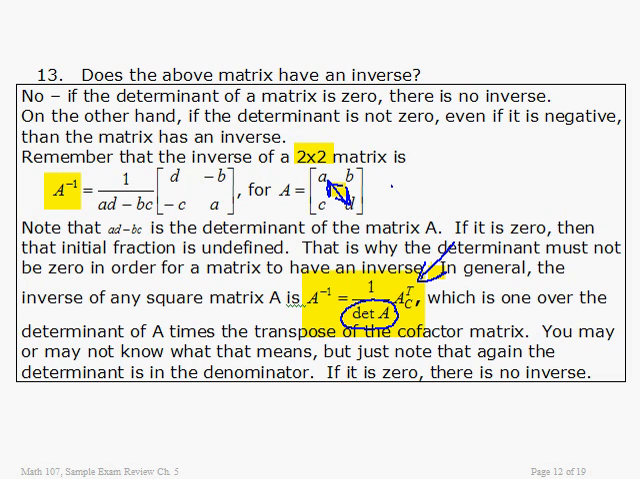So again, the determinant is important because it appears in the denominator of a fraction that multiplies the inverse, or it's part of the inverse. So if it's 0, you've got a problem. Can it be negative? Yes. Negative is fine. Positive is fine as long as it's not 0.